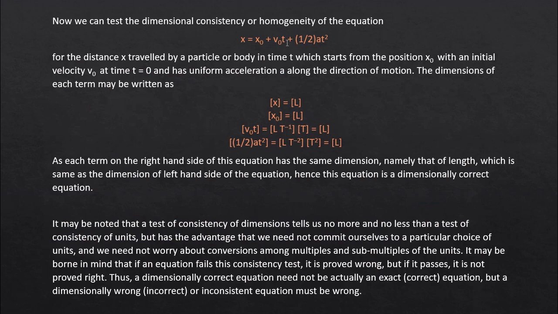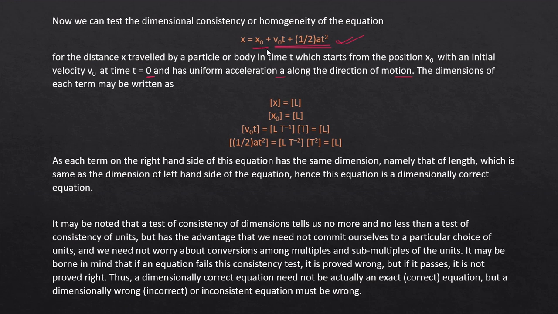Now we can test the dimensional consistency, or homogeneity, of an equation. Here is the equation for the distance x traveled by a particle or body in time t, which starts from the position x0 with an initial velocity v0 at time t equals 0, and has uniform acceleration a along the direction of motion. This is the second law of Newton. Since the initial position was x0, we have added x0 there.